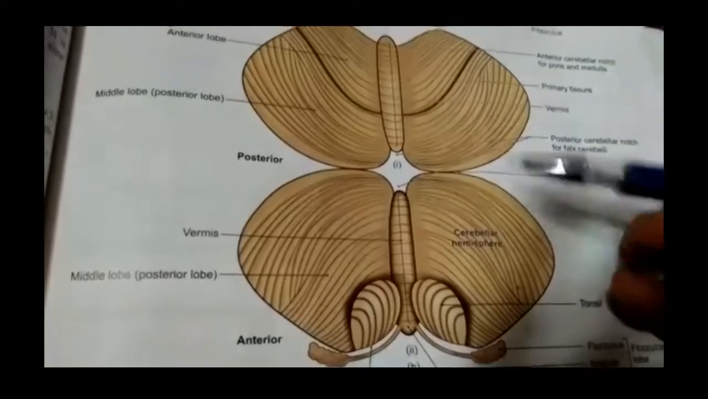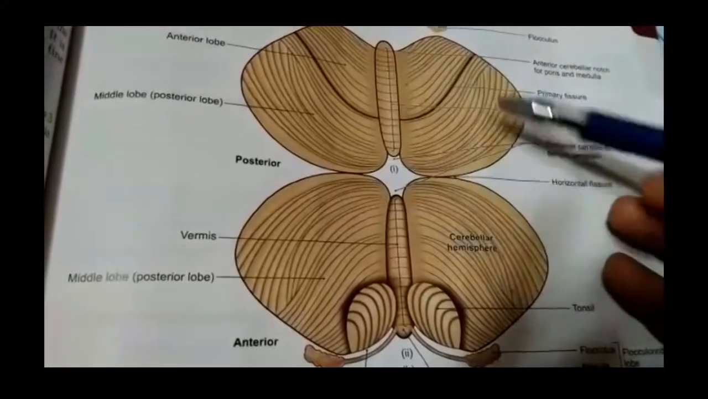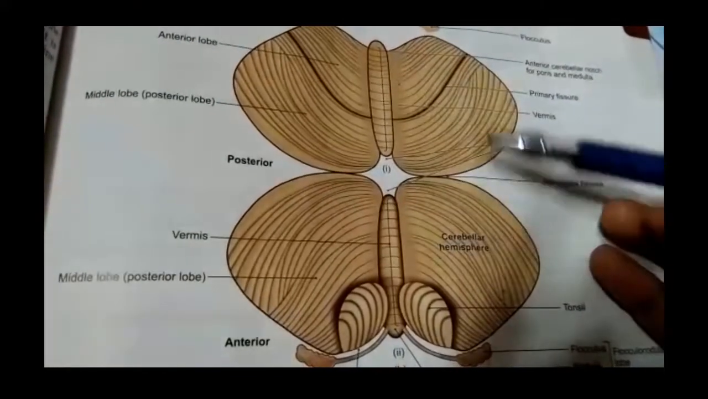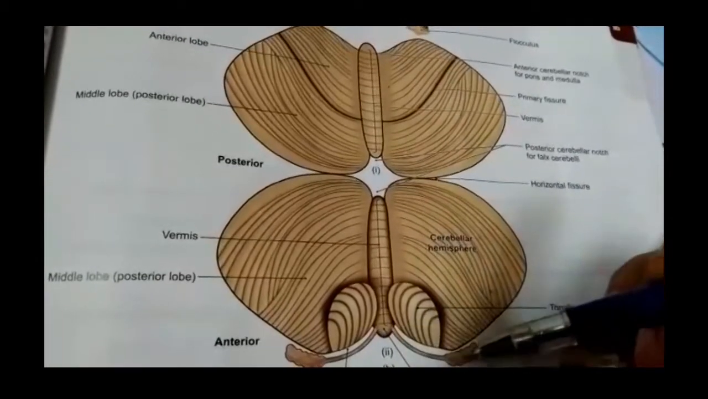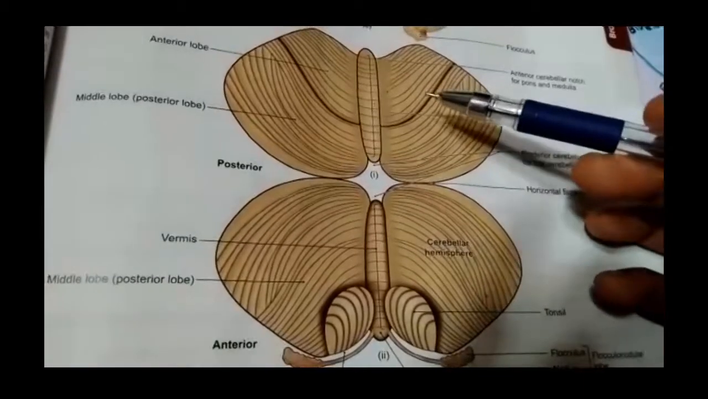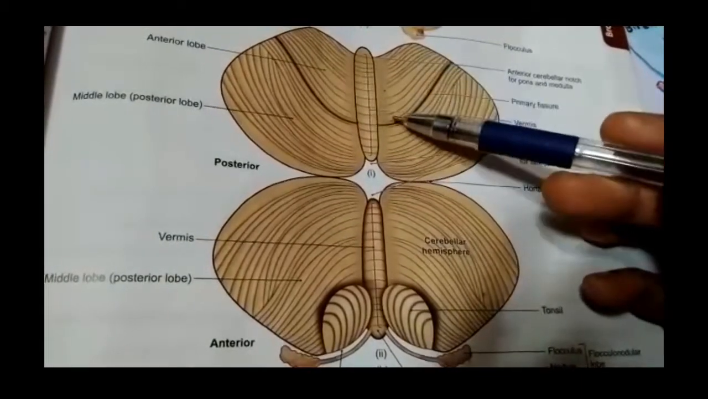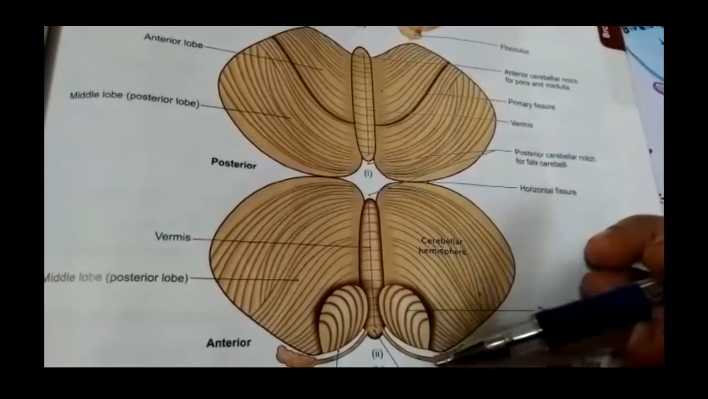catch tonsils frequently. Now let's see about the morphological and functional divisions of the cerebellum. So first let's see only about the morphological divisions. It is divided into the archicerebellum, the paleocerebellum, and the neocerebellum. First let's see about the archicerebellum.